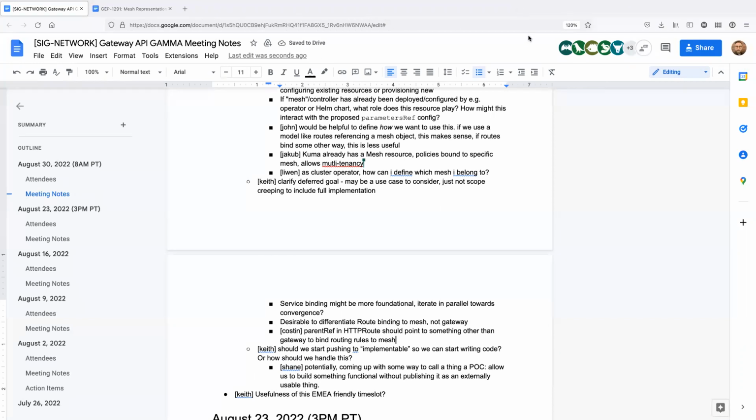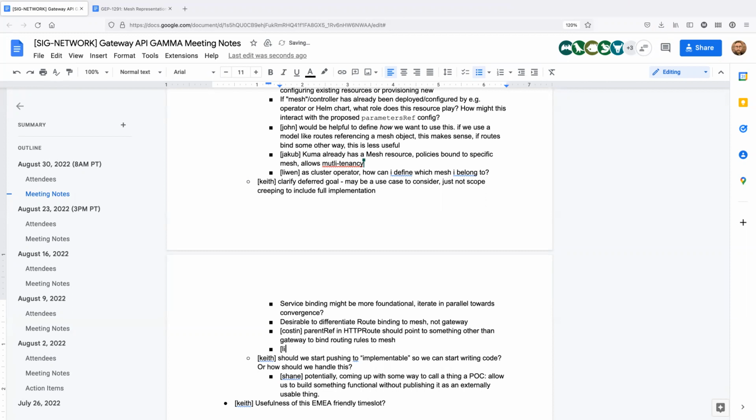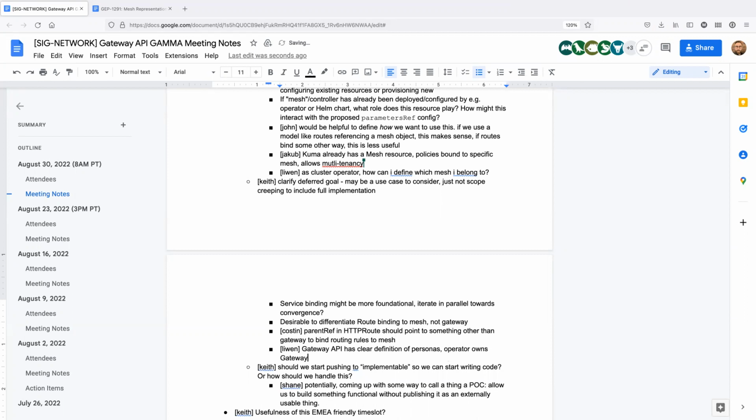Yeah, one of the good things about Gateway API is it has a very clear definition of personas. For a gateway, the owner is normally the cluster operator. And as an application owner, I own the HTTP route. So I think we should follow that persona model. As the owner of the application, I own the HTTP route. I only need to define one HTTP route. I define how to get to my backend. It doesn't matter whether I'm linked to a gateway or linked to a mesh. And the mesh, I personally believe, should be owned by the cluster operator.